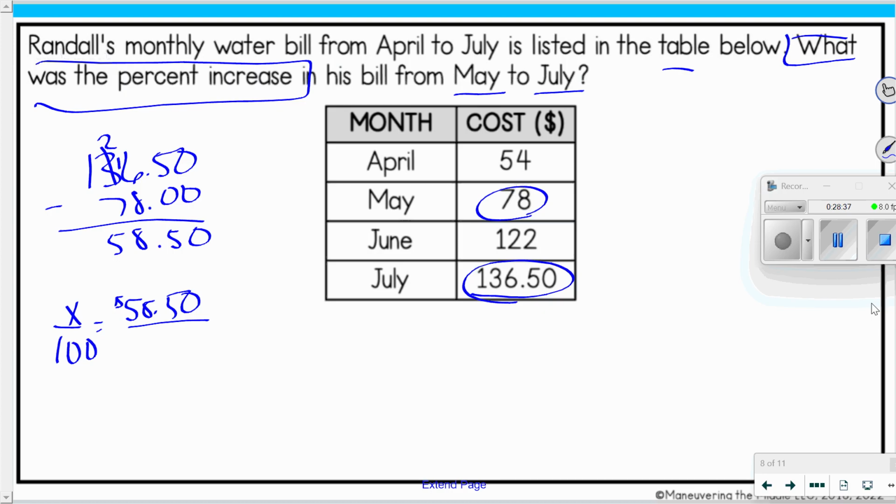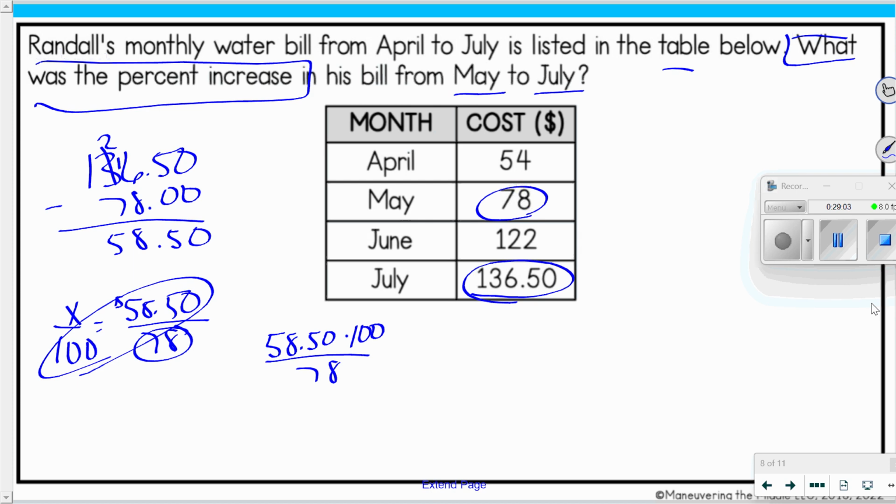Where did I start? Started in May, so my original is 78. Okay, I don't see any easy reduction, so I'm going to go ahead and set up the baseball. 58.50 times 100 divided by 78. I could do the reduction of 78 and 100, but in the long run, that's just going to make the math harder.